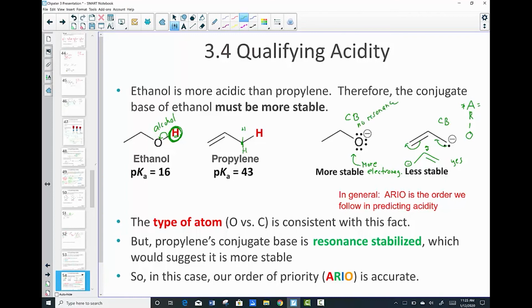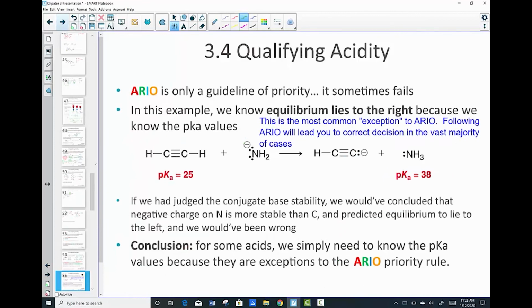A, atom. If no decision can be made, then go to R, resonance. And then if no decision can be made, go to I. And finally, the last consideration is O, the orbitals. As soon as we were able to decide based on the atom, stop going down the list. ARIO is a guideline. It's a priority guideline, and it sometimes fails.